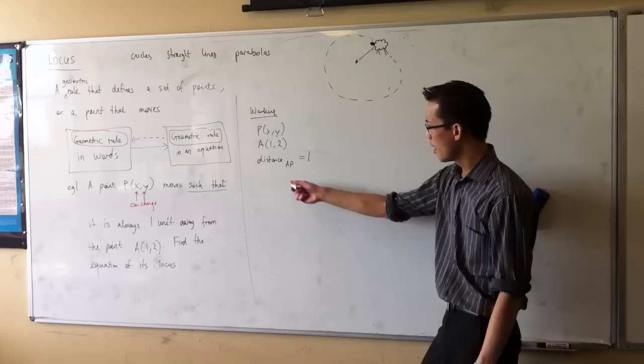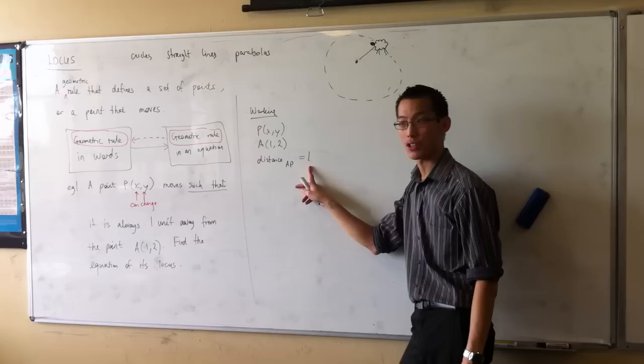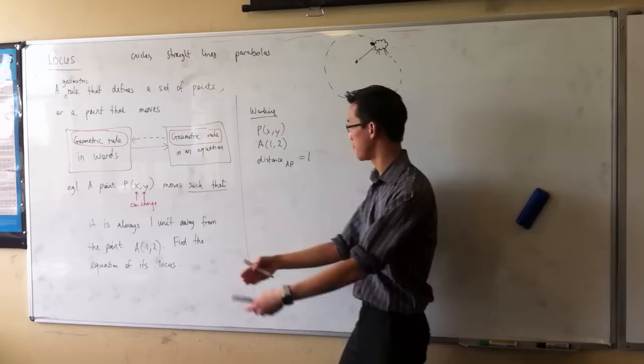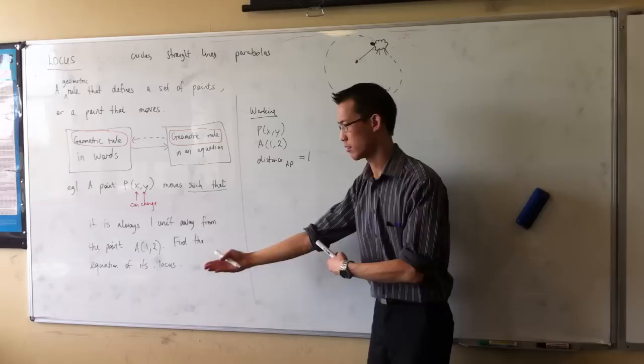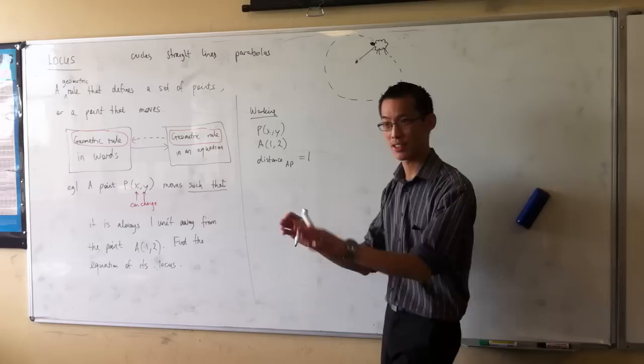I'm going to start from here. You can see I've taken words and I've already written down an equation. This is the beginning of our geometric rule in the equation, so I've made the first step. Distance AP. Go all the way back to year 8. That's when you learnt the distance equation between two points. So rather than just saying words, I'm trying to go towards equations. What is the distance formula? Does anyone remember? Just give me the general form, not in this case. What does it start with?